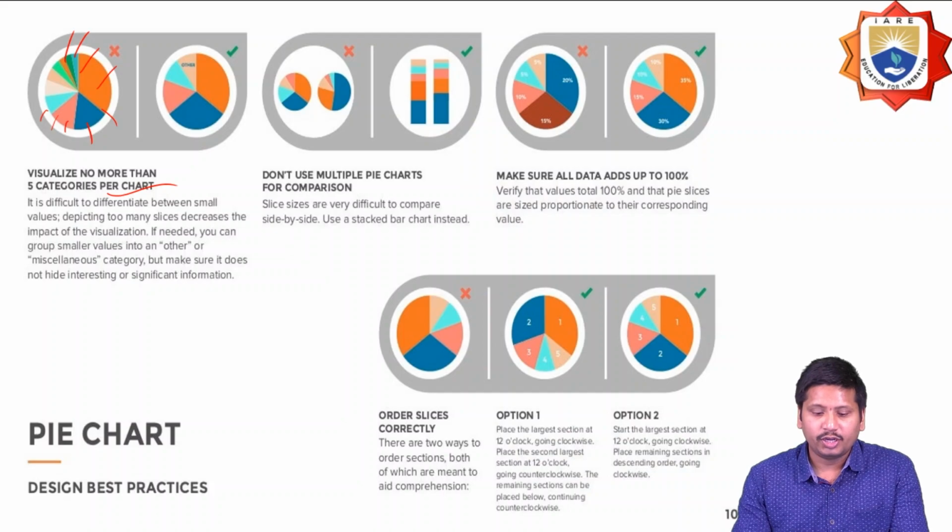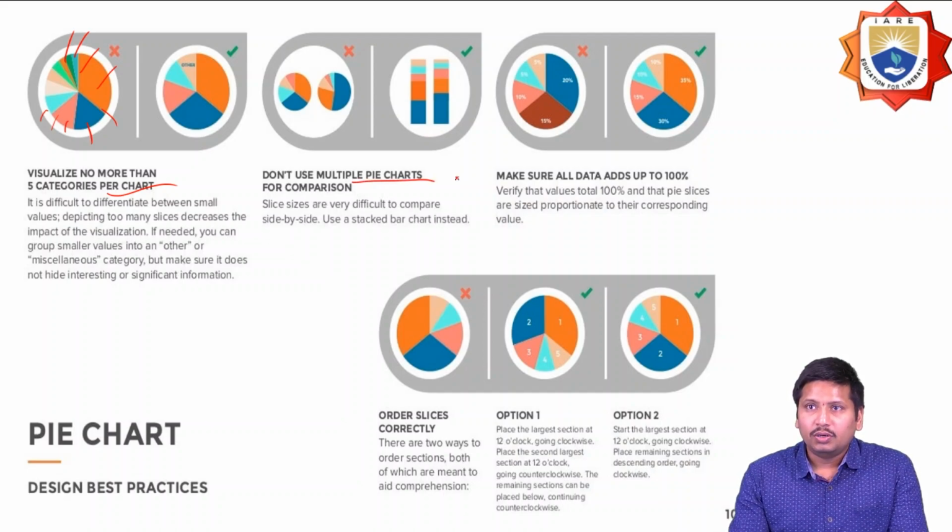If needed, you can also group many values into a miscellaneous category as well, but make sure that it does not hide interesting or significant information. And don't use multiple pie charts for comparison. Slice sizes are very difficult to compare side by side, so use a stacked bar chart instead. So some applications are good for a pie chart, and some applications are good for a bar chart.